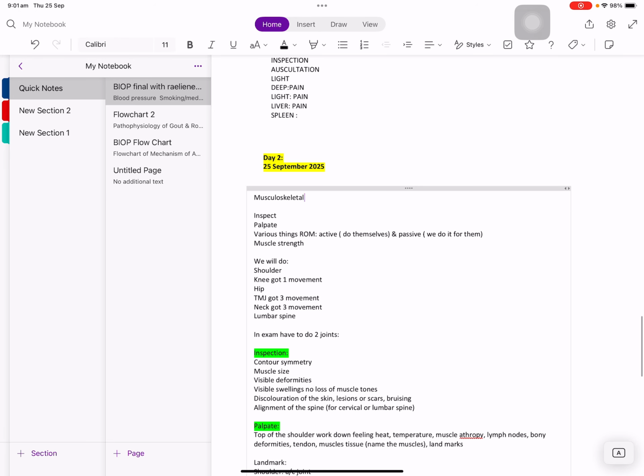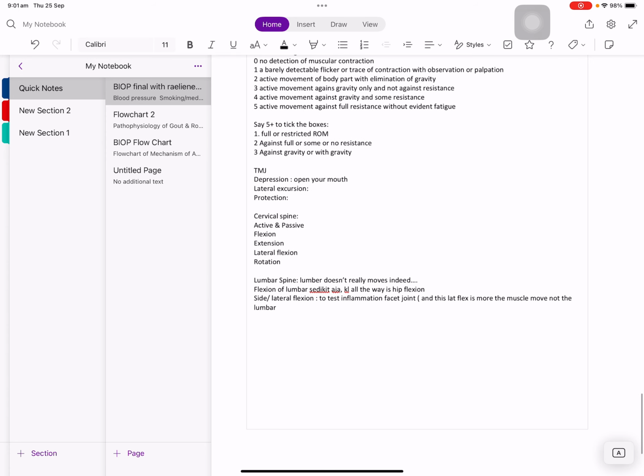So, range of motion for the lumbar spine. How are you going to do passive? Push it. That's it. So you're going to get the person and you're going to tilt them over. But it's pretty hard.